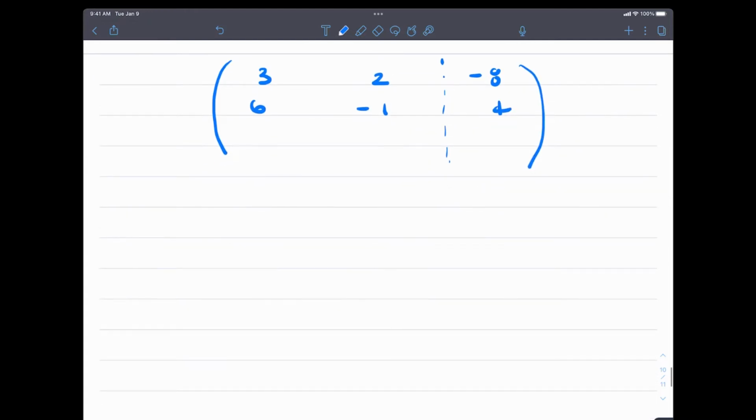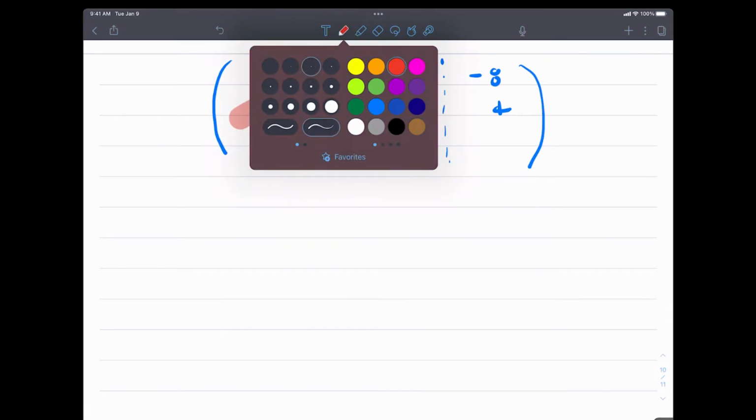All right. I'm going to go to another page. I'm going to have you guys try this here. Okay? I'm going to say this is going to be 3. This is 2. This is -8. This is 6. This is -1. This is +4 now. And so you say, what am I going to try to do? You see that lower left corner? I'm going to make that 0.